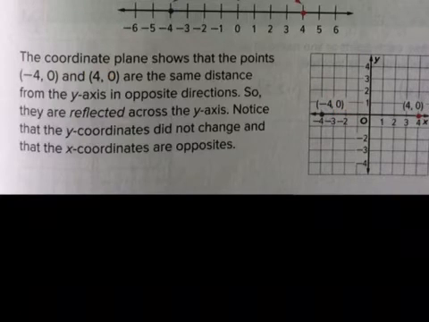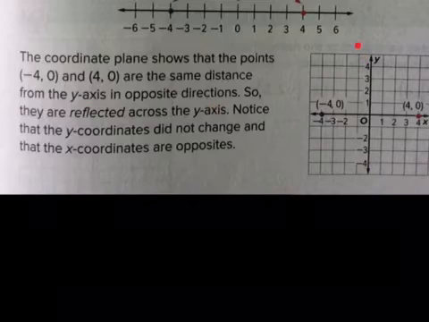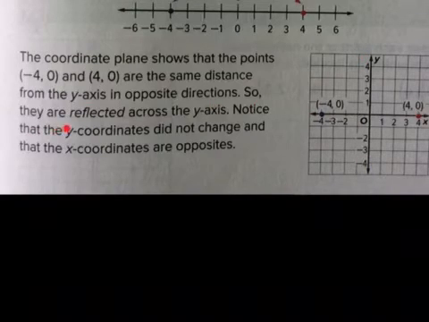So the ordered pairs. The coordinate plane shows that the points negative 4, 0, and 4, 0 are the same distance from the y-axis in opposite directions. So they are reflected across the y-axis.